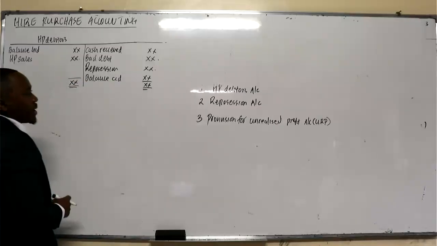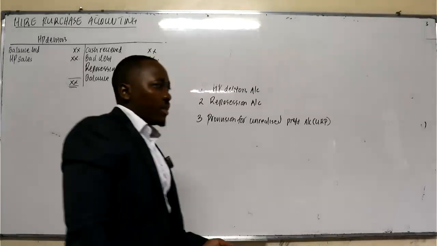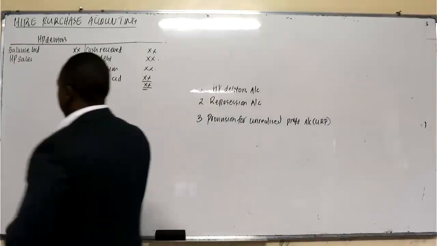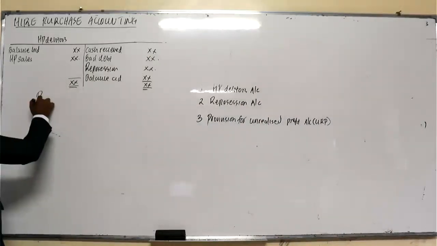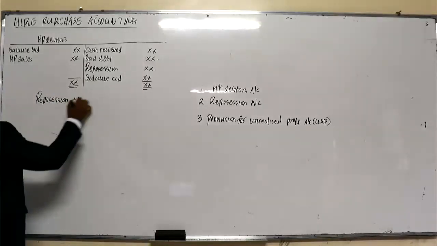Then another account prepared is the repossession account. In case the company repossesses an asset, the motive is to determine whether you repossess the asset at a gain or at a loss. And how do you determine that? So, a repossession account.